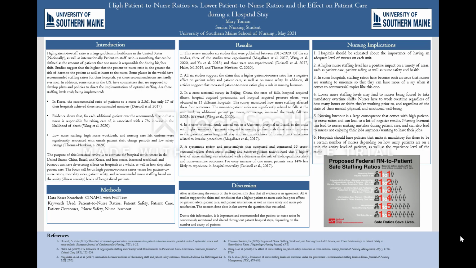I'll start off by explaining that my research question was as follows. In patients in a hospital setting, how does a higher patient-to-nurse ratio compared to a lower patient-to-nurse ratio influence the outcome of patient care over the length of a hospital stay?